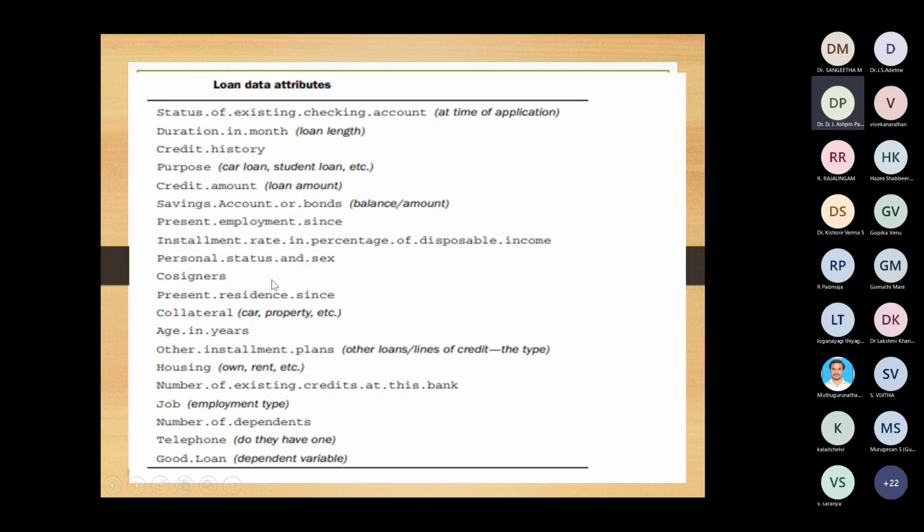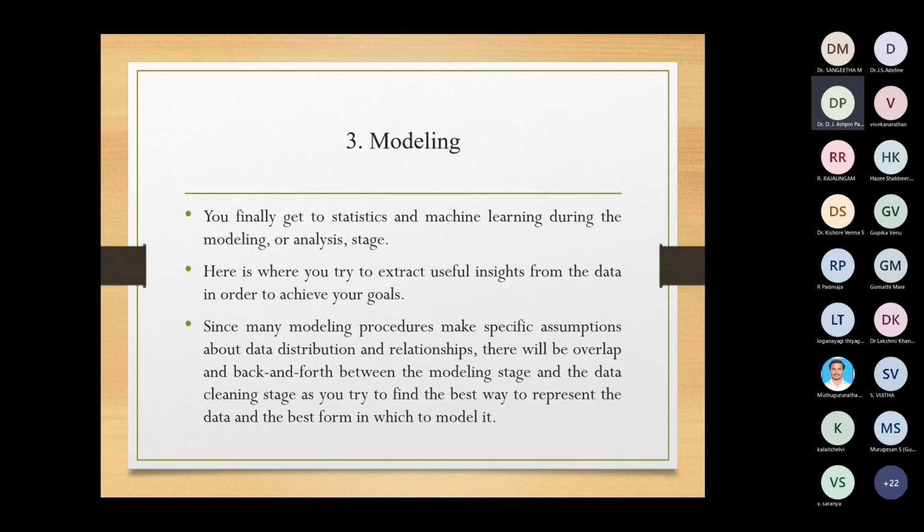So for this reason, you have to explore the data. In R programming you can explore, and even in Python you can. And then the third one is modeling. Modeling gets into statistics and machine learning. Here you will be extracting the data very deeply, extracting useful insights from the data to achieve your goals. Goals are nothing but whatever you have defined previously.